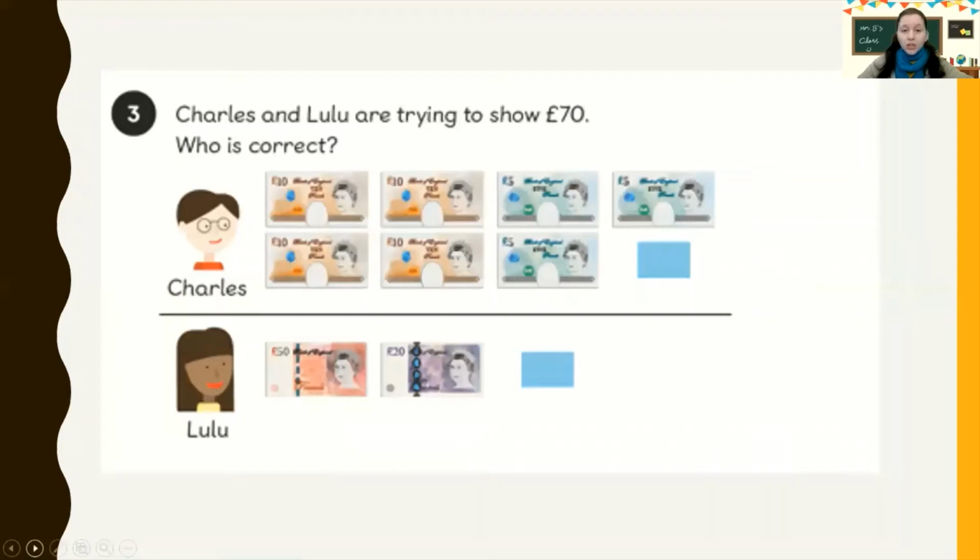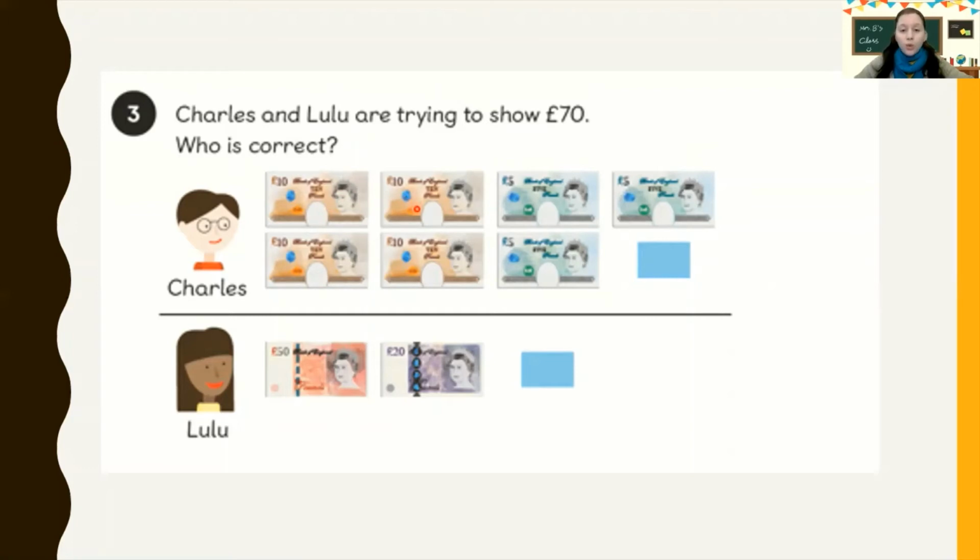Okay, now they're trying to show £70 and one of them is correct. So we need to work out what they're showing first of all. Now we can count in our 10s and our 5s. So this should not be too tricky because we've got 10s and we've got 5s here. So let's count the 10s first all together.